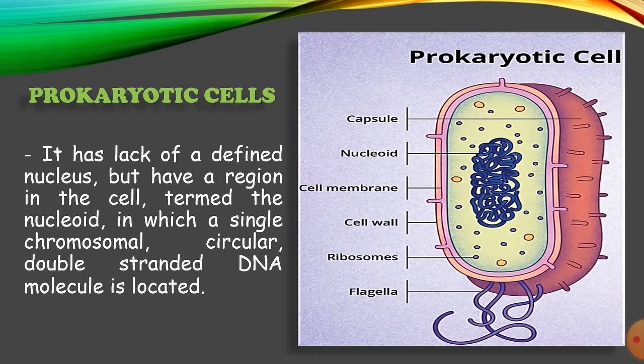Prokaryotic cells. Prokaryotes are unicellular organisms that lack organelles or other internal membrane-bound structures. Therefore, they do not have a nucleus, but instead, generally have a single chromosome, a piece of circular, double-stranded DNA located in an area of the cell called the nucleoid. Most prokaryotes have a cell wall outside the plasma membrane.